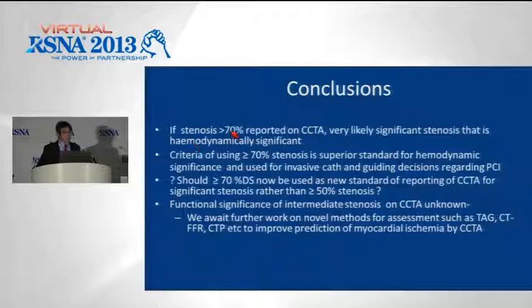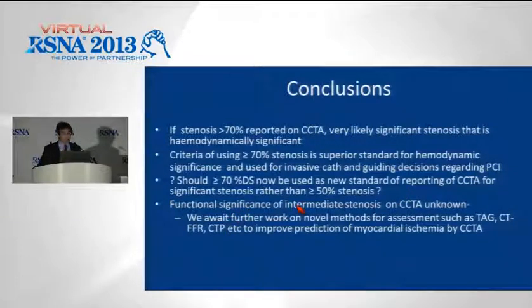So if you see a stenosis of more than 70% reported in cath, there's very likely significant stenosis that is hemodynamically significant, and most of these patients, as I said, will go straight to the cath lab, especially if they're symptomatic. The criterion of 70% or more stenosis is a superior standard for hemodynamic significance and is used in the cath lab to guide decisions regarding PCI. So the question is, should we use more than 70% diameter stenosis as the new standard for reporting of CT for significant stenosis rather than what we've been using all along? I don't really know, but this is just a question to pose to you.